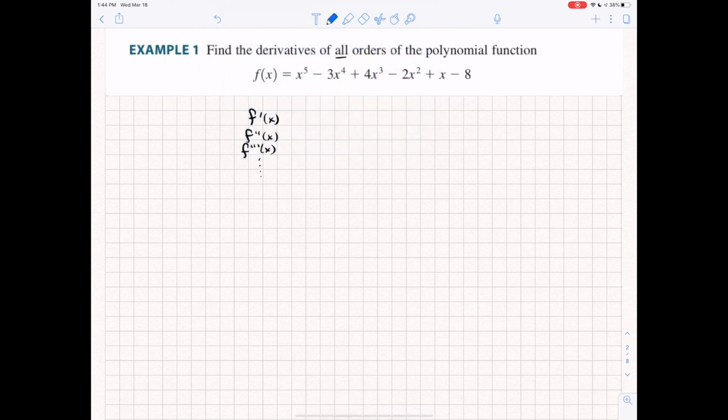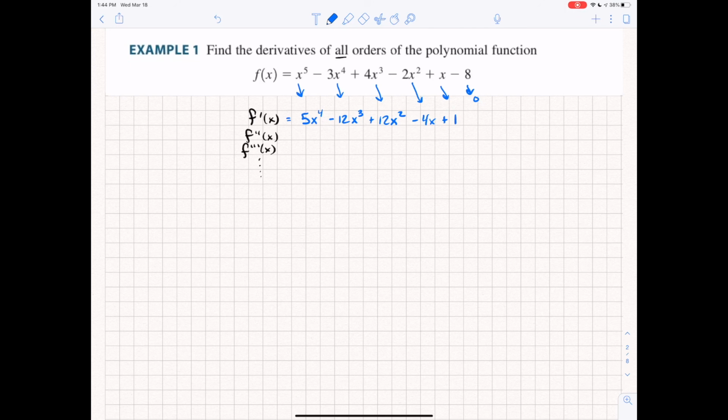All right, so f prime, I'm just going to go through and take the derivative of each piece. So this would be 5x to the fourth minus 12x to the third plus 12x squared minus 4x plus 1. Again, the derivative of negative 8 is 0.